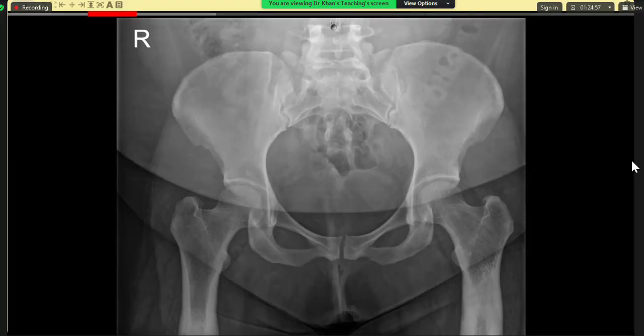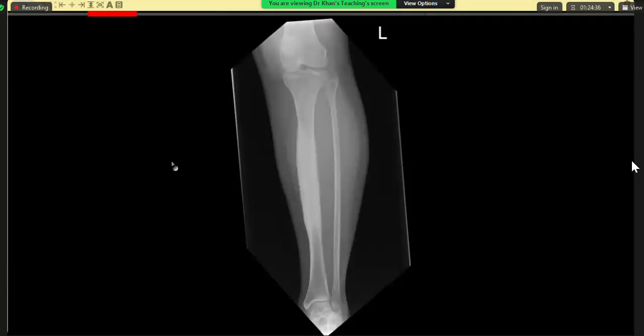But I'm not sure. I would like to review the further X-rays of the bilateral femoral shaft, if they are available. Okay, so actually, the patient had leg pains also, so they did a leg X-ray. Here you are.